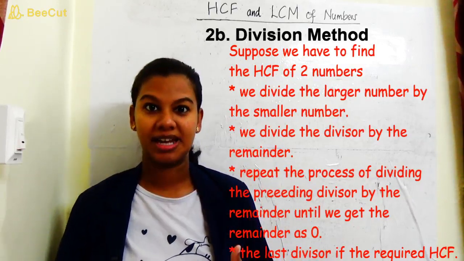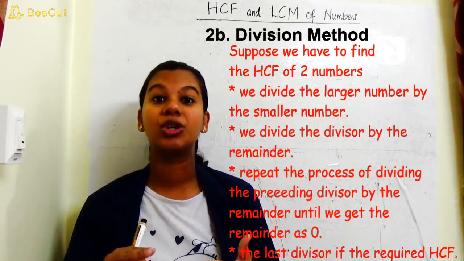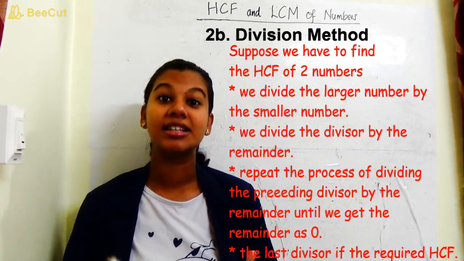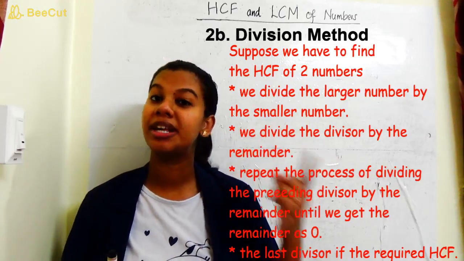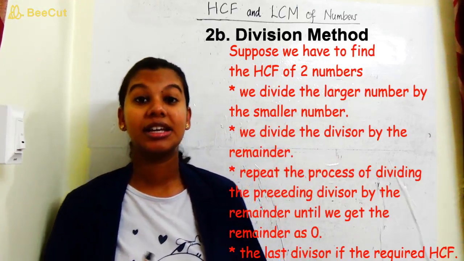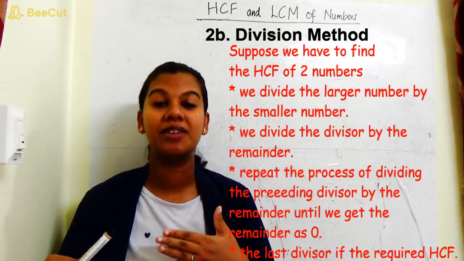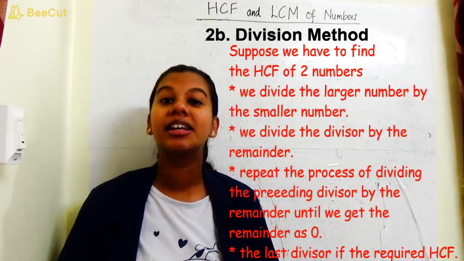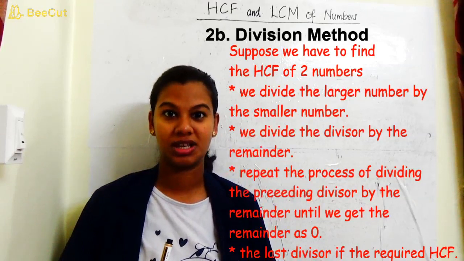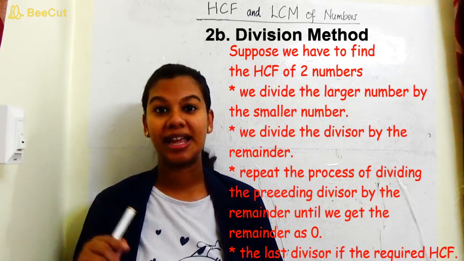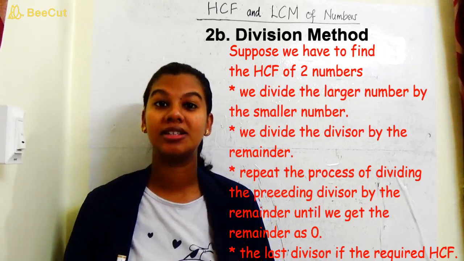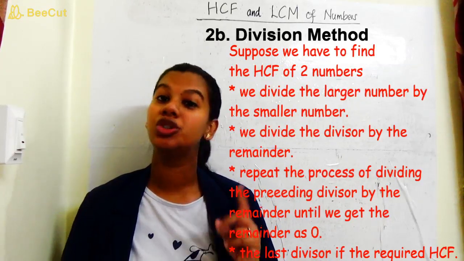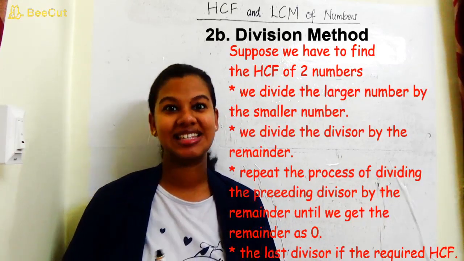If we are getting a remainder, again we have to use that remainder as a divisor and divide the previous divisor by the remainder which we had got, okay? And then we will repeat that process. So once we get the remainder as 0, the last divisor which we have got will be the highest common factor of those two numbers, okay? So let's see an example.